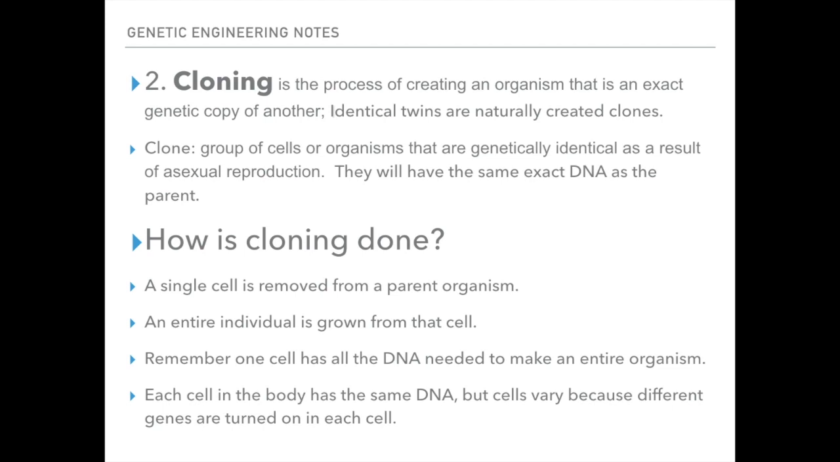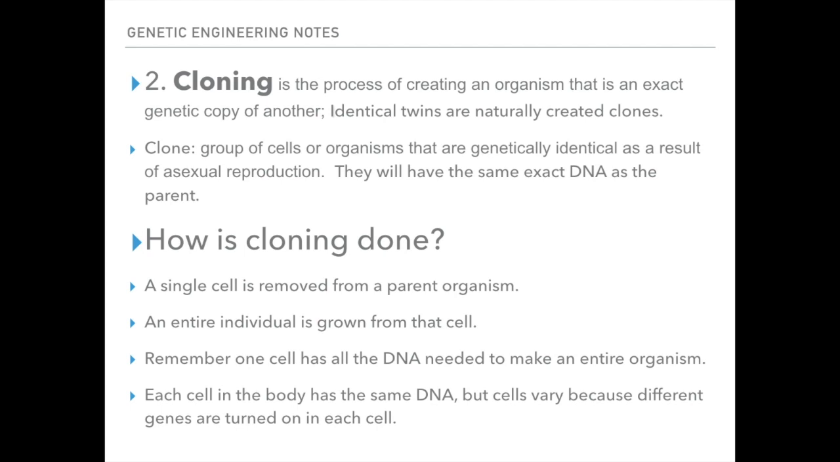Okay, so how is cloning done? We're going to go through the steps in just a moment, but to give you an overall basic view, a single cell is going to be removed from the parent organism. Generally, what will happen is scientists will take a stem cell. A stem cell is found primarily in the bone marrow. That stem cell has genetic information of the whole body.